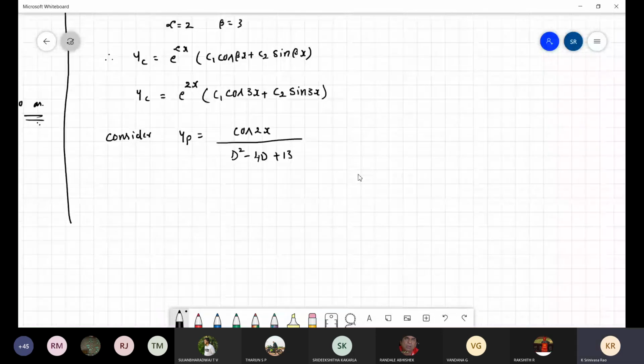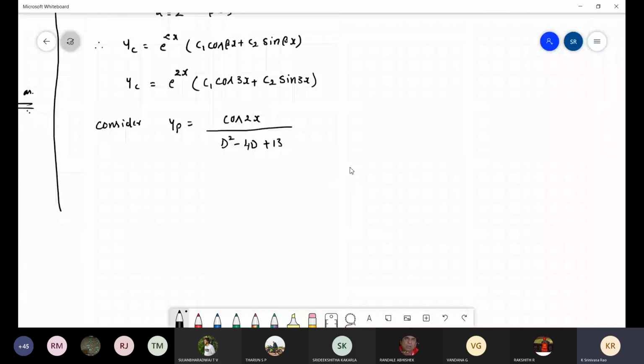Now here the numerator is trigonometric, so you have to substitute. Wherever D square is there, it is a substitution only for D square, remember, only for D square. Put D square equal to minus of, what is the value of a here? 2. 2 squared, within the bracket, so that is nothing but minus 4. Always it is negative only, and the square of the coefficient of x. So wherever D square is there, you have to substitute this minus 4.